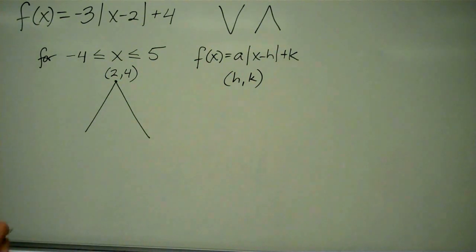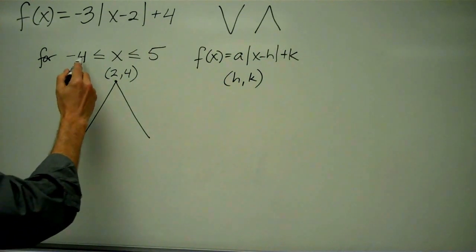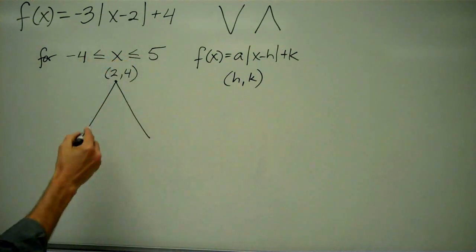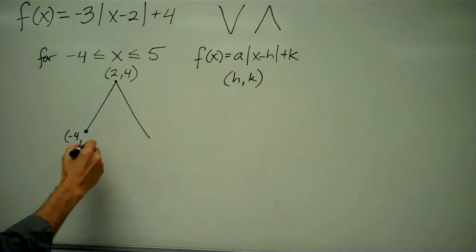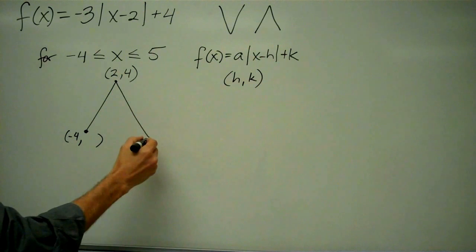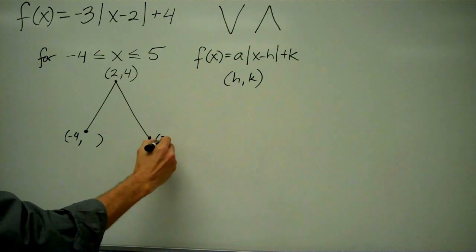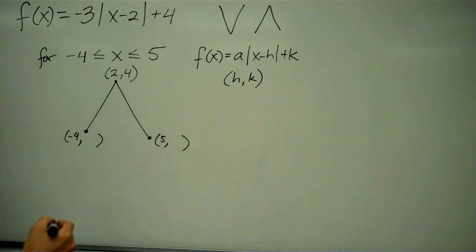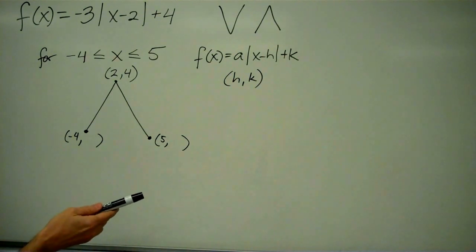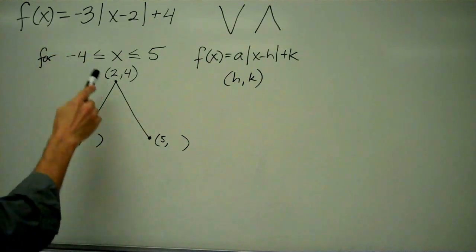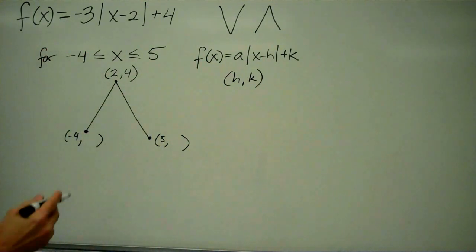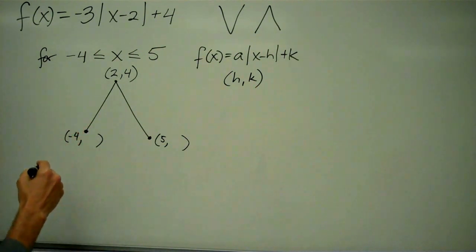Now, since my domain is limited to be between negative 4 and 5, I know that this point over here is going to be negative 4, something, and this point over here is going to be 5, something. I don't know yet what that is. So all I have to do is evaluate the function at x equals negative 4 and at x equals 5 and figure out what my somethings are.